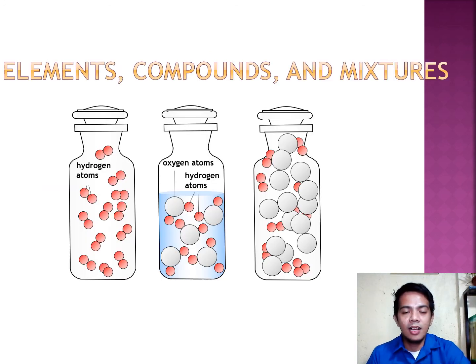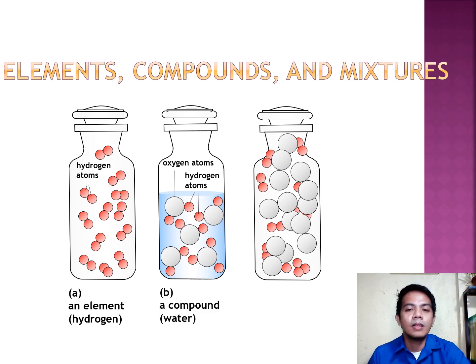So this is another illustration of how to differentiate the elements, compound, and mixture. For the first bottle, bottle 1 has only hydrogen atoms. Then on the second bottle, there is the presence of water. Water is composed of H2O, or 2 hydrogen and 1 oxygen atom. Then on the third bottle, there is a mixture of hydrogen and oxygen.